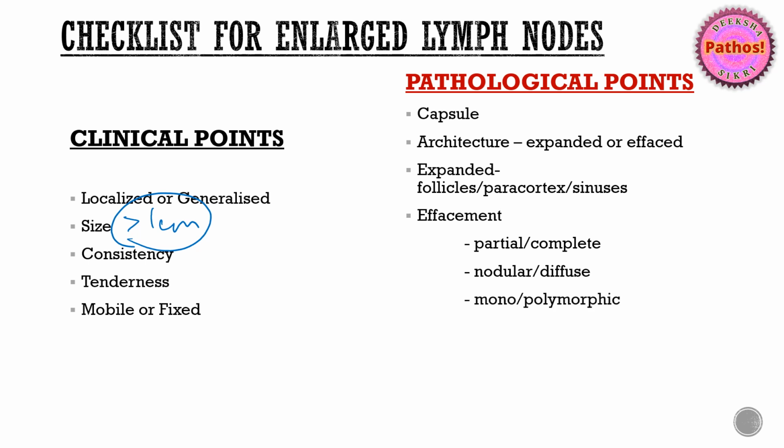If the effacement is there, is it by a cell population which looks mixed, or which looks very homogeneous, a monomorphic population? Whatever is effacing the lymph nodes, are those cells small, medium, or large? We use a small lymphocyte for comparison. Then we should mention whether there's necrosis or not and whether there are granulomas or not.